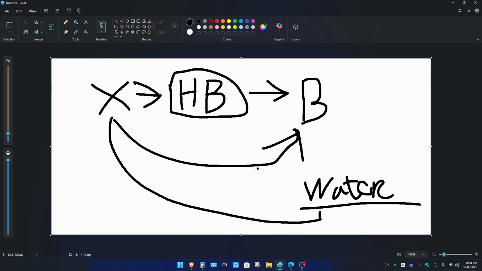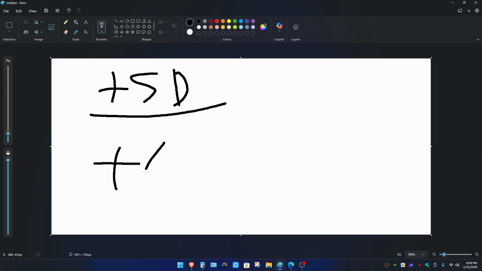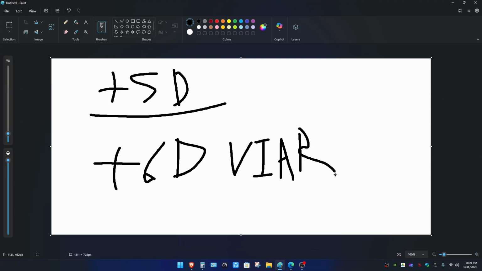Okay, so in this case we know that atoms have the capability to see into the human body, which is the 5D plus 5D, which I call atomic information, or internal atomic information resonance. 6D I call variable internal atomic resonance. Okay, variable internal atomic resonance. So what does this mean?